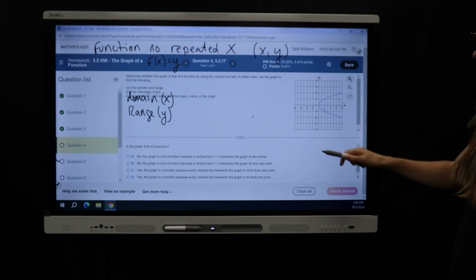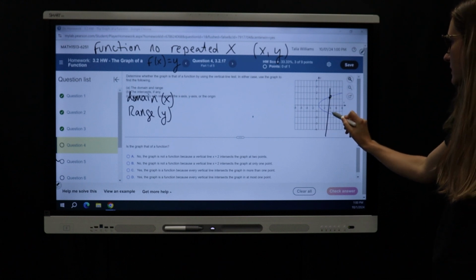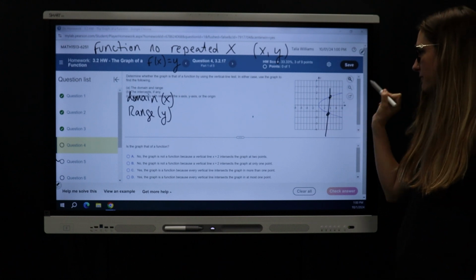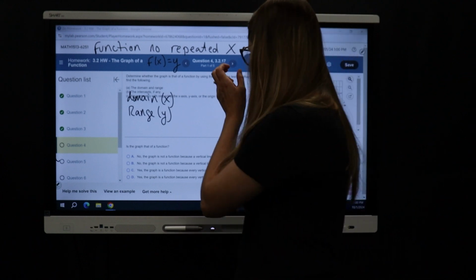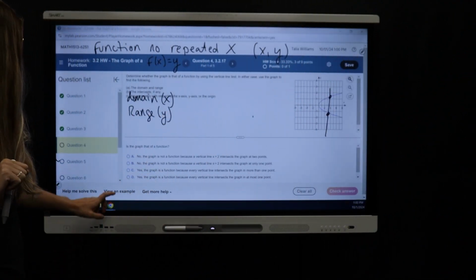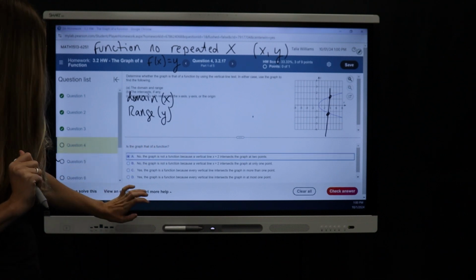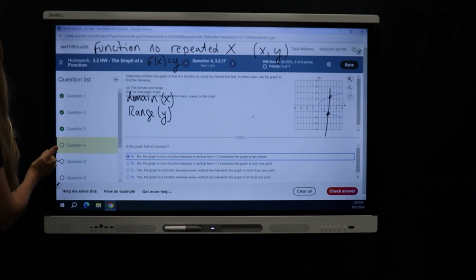Determine whether the graph is a function. It crosses it more than once, it is not a function. No, the graph is not a function because the vertical line intersects the graph at 2 points. 2 points. That is the definition of it not being a function.